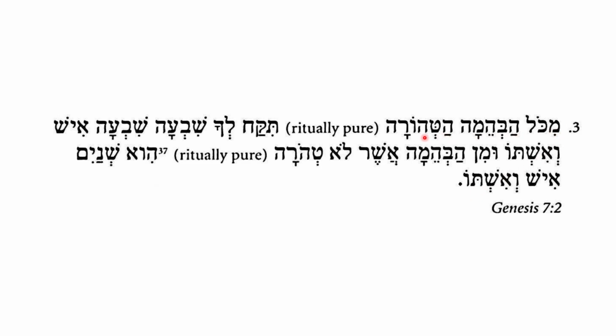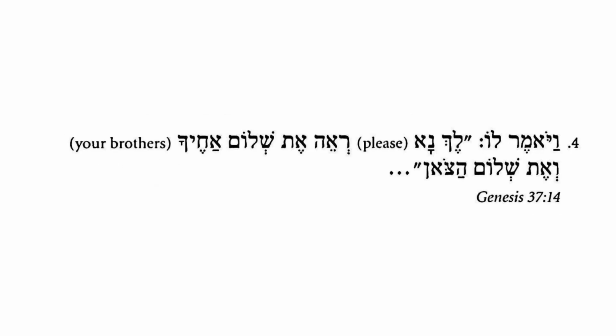So from all the animals that are ritually pure, all the ritually pure animals, you will take 7 male and 7 female, and from the animals that are not ritually pure, 2, male and female. Genesis 7:2. Again, you're kind of playing a little bit with the translation, but that's the one we're most likely familiar with. All right.